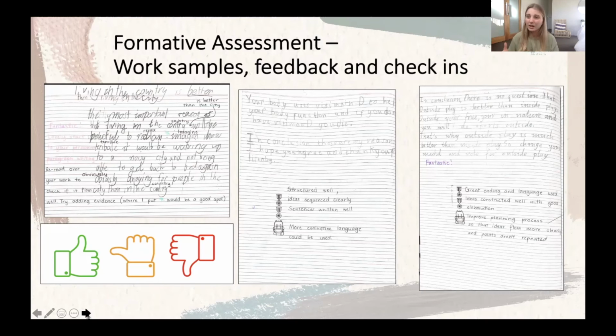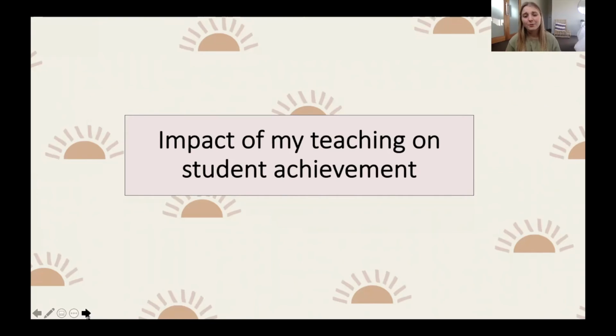And even when I asked them one-on-one, not around peers, how are you going? They'd say, really good. And then with work, they were struggling a bit. So I think just asking is quite hard because some students will just say they're tracking along really well, even if they aren't. Overall, I was really happy with how my teaching went on student achievement.